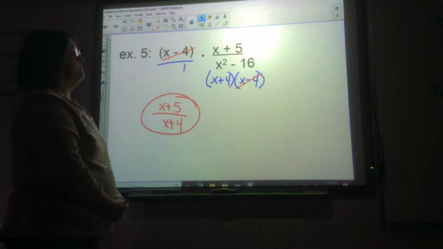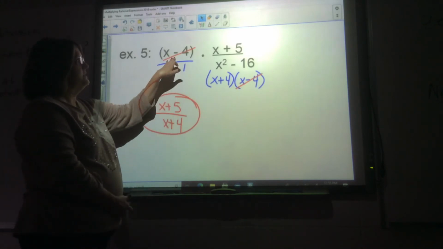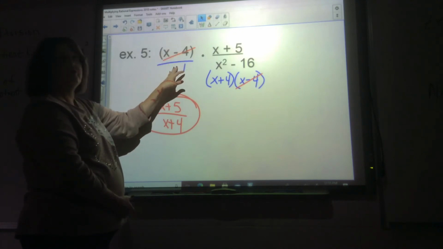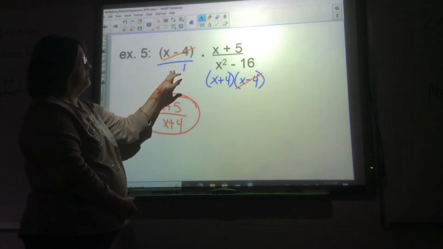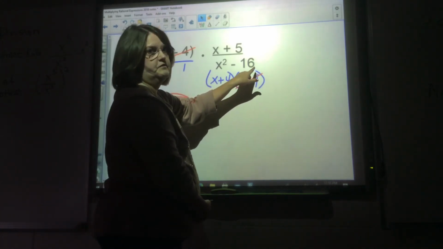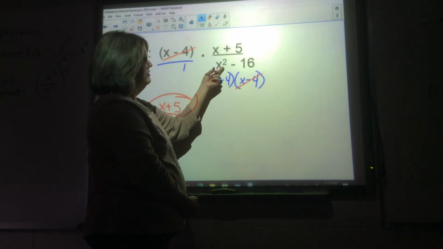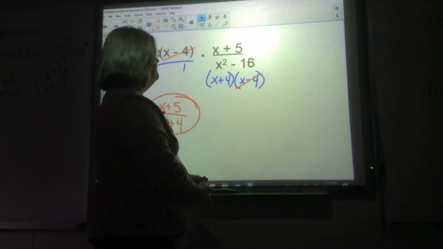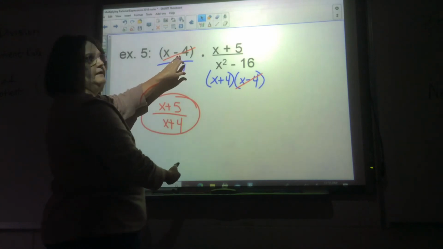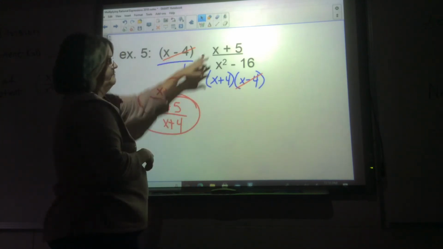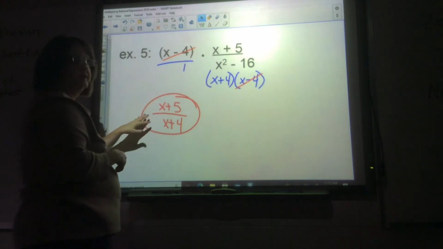Now this one, the reason this problem is up here is because it does not have a denominator, the first fraction. So when there's no denominator there, the denominator is 1. And then x squared minus 16, that's the difference of 2 squares, remember? So you square root the first, square root the last, and put a plus minus. Now, I have x minus 4 in this numerator and x minus 4 in this denominator. And I'm left with x plus 5 over x plus 4.